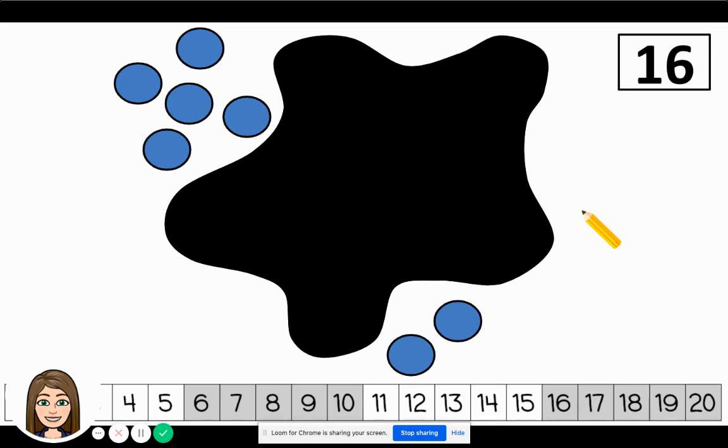Let's talk about what we learned from this picture. I know by looking at this slide that 16 is the whole. The part that is shown is 7 blue circles. The unknown part is under the splat. Turn and tell someone at home how you figured out how many blue circles were under the splat.